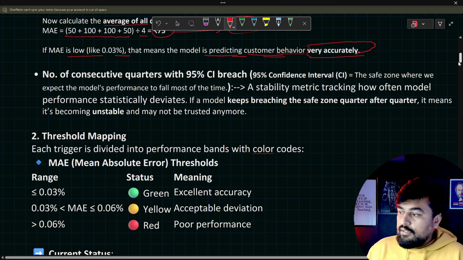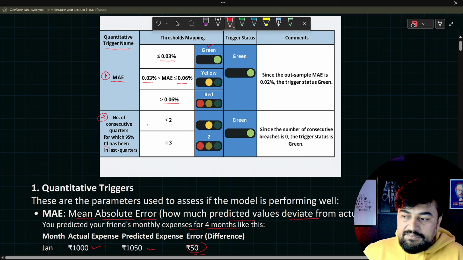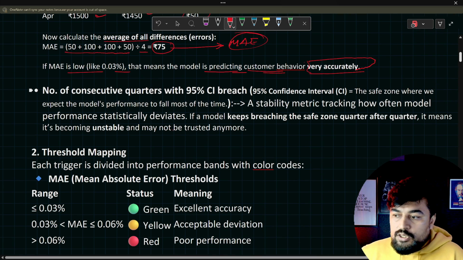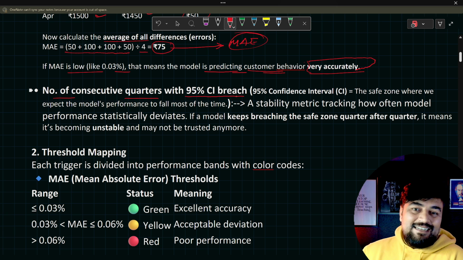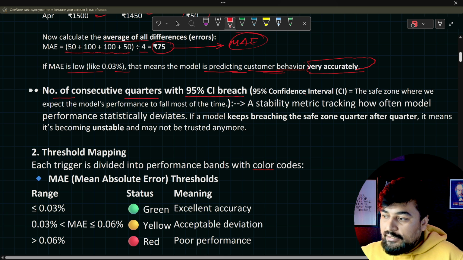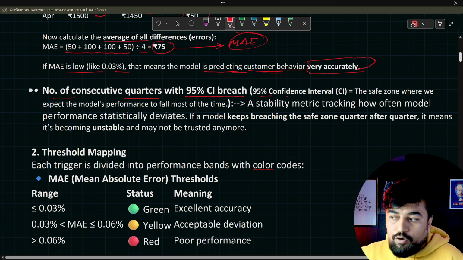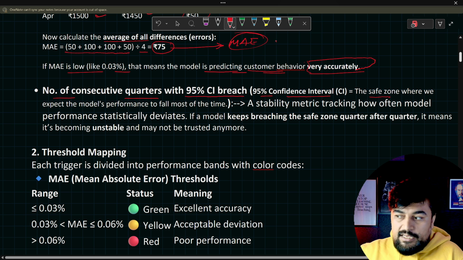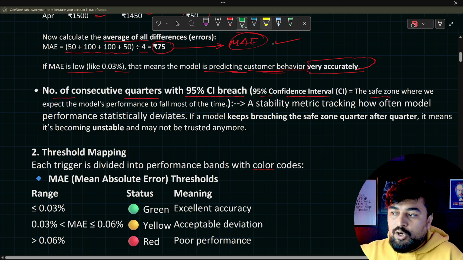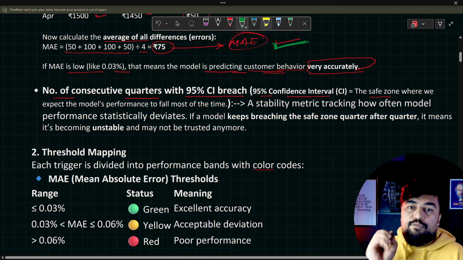Then in the photo, the second thing was CI. So what is CI? Let's talk about that. Number of consecutive quarters with 95% CI breach. Now what is CI? CI stands for confidence interval. That 95% confidence interval is the safe zone for a model when we are validating a model. So MAE is good, so we can give a go-ahead that MAE seems to be in sync and model performance is good.